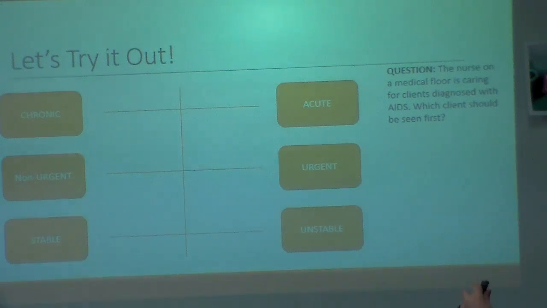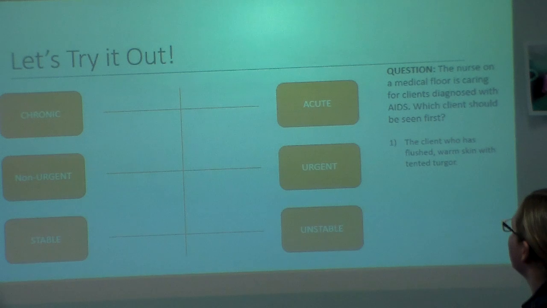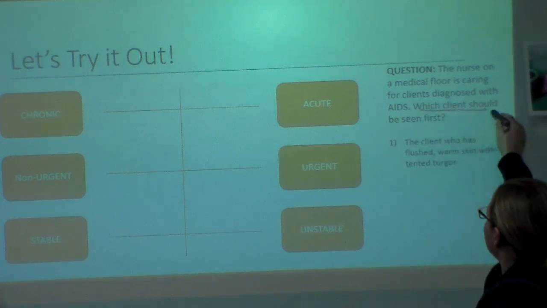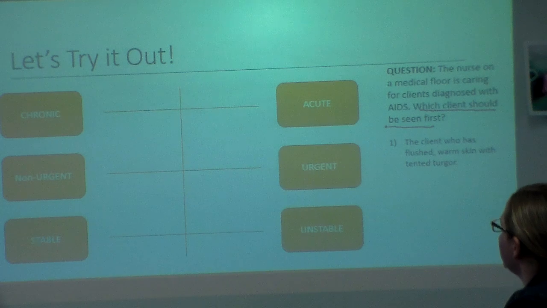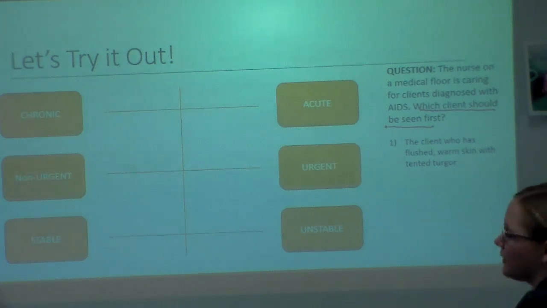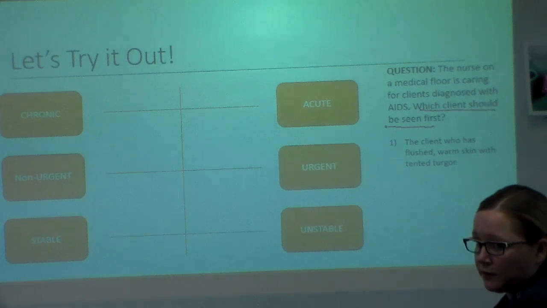A nurse on a medical floor is caring for clients diagnosed with AIDS. Which client should be seen first? So which client should be seen first is getting you to think who's the priority patient. The client who has flushed, warm skin with tented turgor. Does anybody have any thoughts on that person?